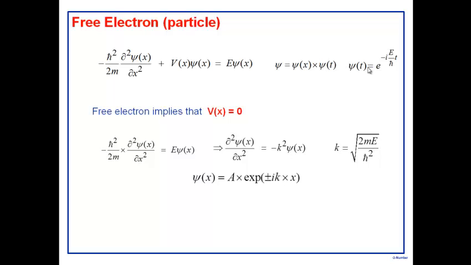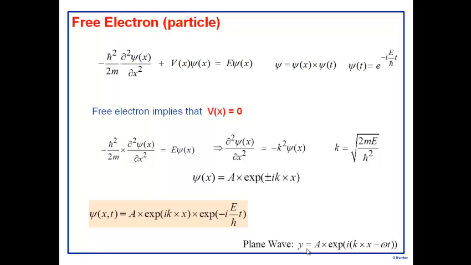And if I look at the time part here, I can multiply them together. So the total wave function turns out to be A exponent ikx exponent minus iE by h bar t. So for a free electron, my wave function is of this particular kind here. And if you look at this particular wave function, it should remind you of something, right? A plane wave. If you recall, a plane wave is nothing but y equal to the amplitude A exponent i(kx minus omega t). So you can see clearly that this equation that you got is nothing but that of a plane wave.